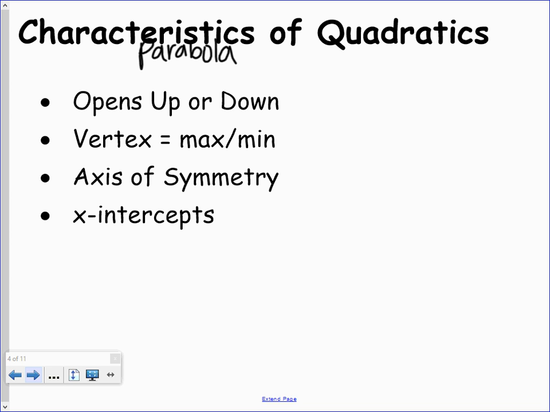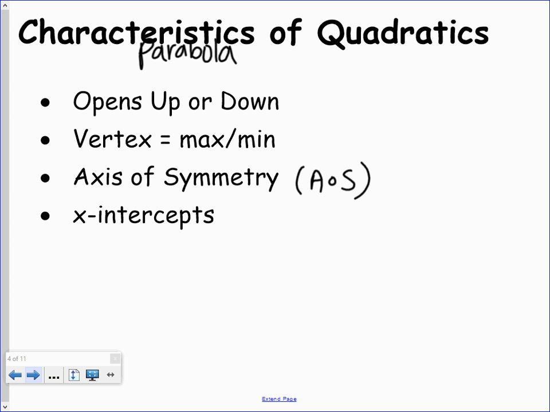Axis of symmetry. Axis is just a fancy name for line, so it's the line of symmetry for your quadratic. The line of symmetry always passes through what point? The vertex, right? It folds over at the vertex, and then the parabola maps onto itself. I call this AOS, so if you ever see me write AOS, I'm referring to axis of symmetry. Okay? And it should be a vertical line because we only have parabolas right now that open up or down. We will have some second semester that open left or right, and then they won't be functions anymore.